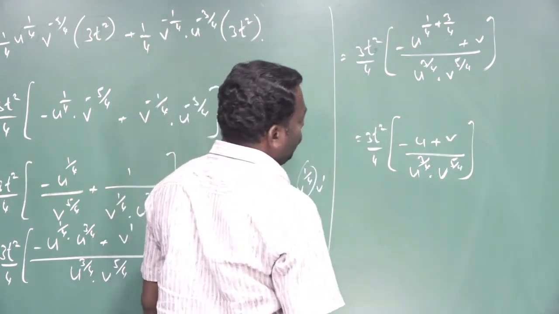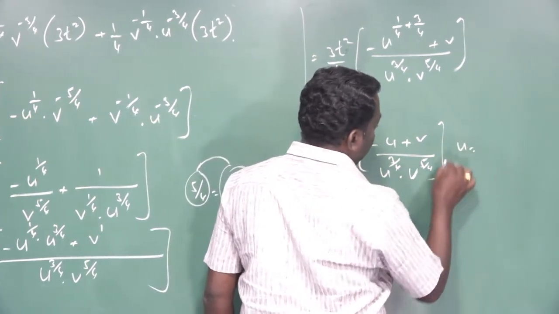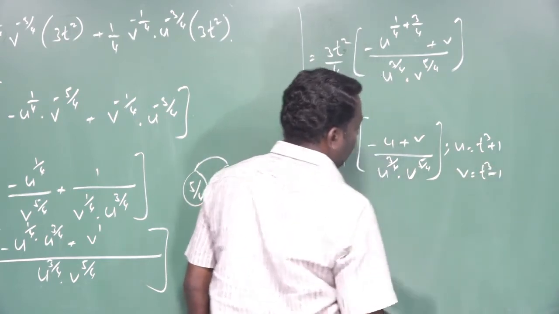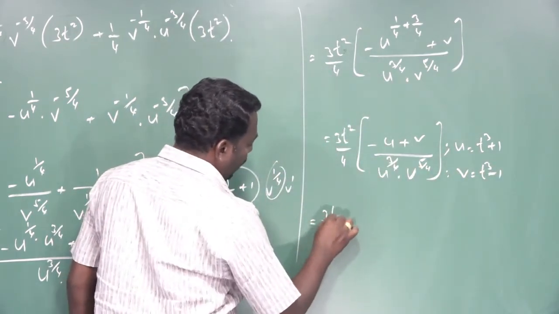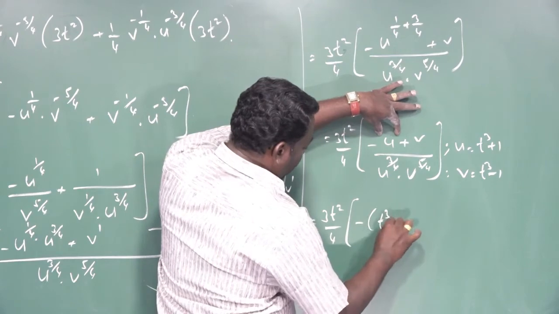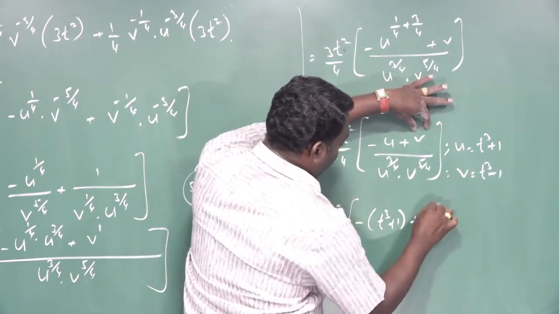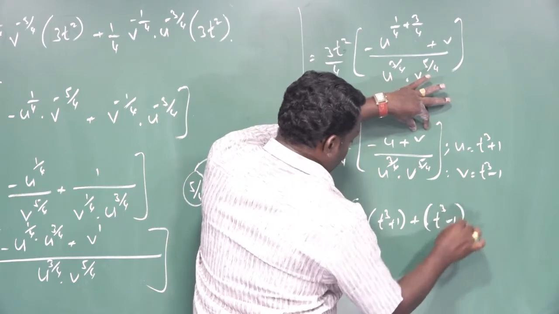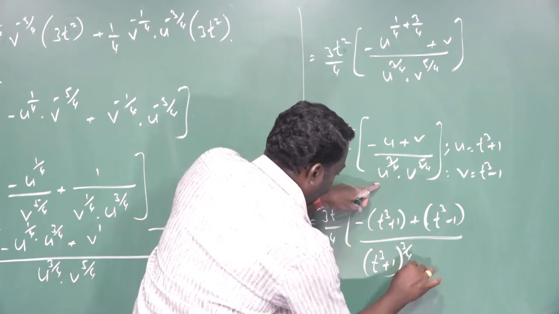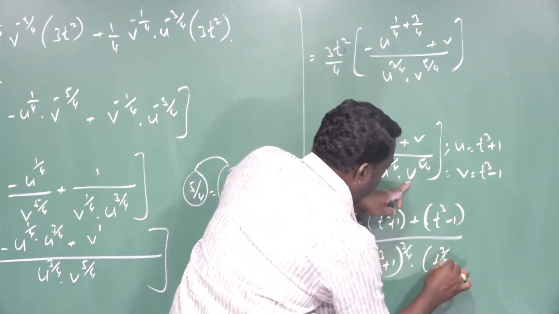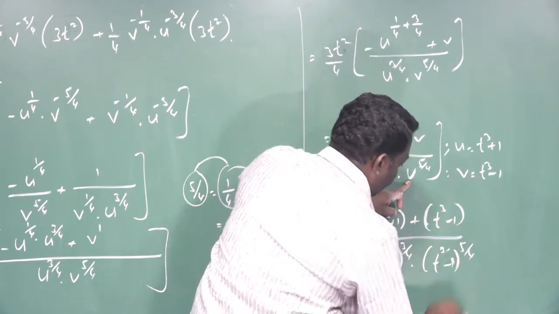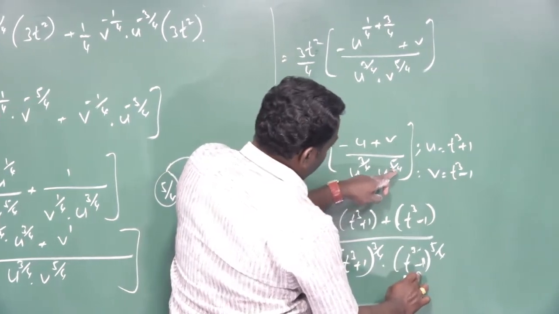Now here we have to substitute the values of u and v. We know u is equal to t cube plus 1 and v is equal to t cube minus 1, and substitute in this function. That is equal to 3t square by 4 as it is, minus u plus v, where u equals t cube plus 1 and v equals t cube minus 1, by u equal to t cube plus 1 whole power 3 by 4 into v equal to t cube minus 1 whole power 5 by 4.